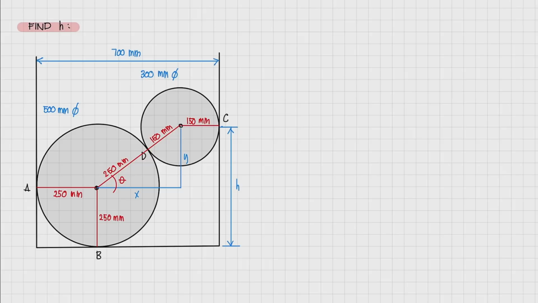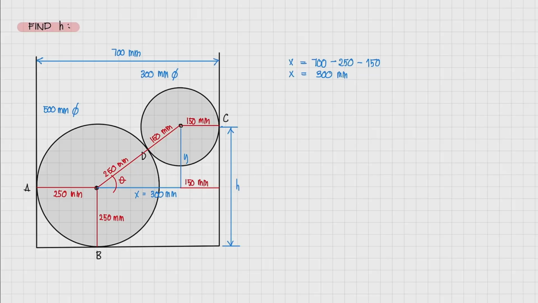So looking at this, straight line lang siya. Ito, dapat 150 mm lang din siya. Right? And the total length is 700. So, masasolve natin yung x. Our x is now equal to 700 minus 250 minus 150. So, yung x natin would be equal to 300 mm. So, now that we know x, isulat natin dito yung x. So, this is 300 mm.